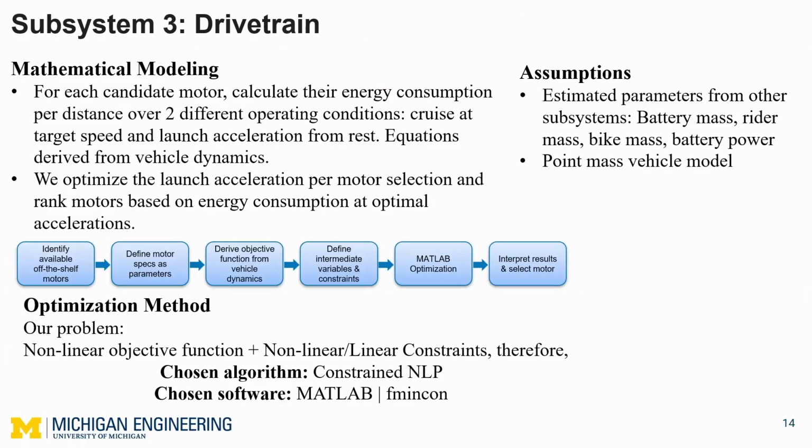To model our system, we treat the e-bike as a point mass vehicle model and derive the vehicle dynamics equations from this. We select available off-the-shelf motors as our candidate motors and use their specifications as the parameters to this problem. We calculate their energy consumption per distance over two operating conditions within the vehicle dynamics, and we're optimizing the launch acceleration per each motor and ranking the motors based on their energy consumption at these optimal accelerations. Since our objective function is nonlinear, as well as our constraints being nonlinear and linear, we decided to use the MATLAB fmincon function since this algorithm can handle these constraints.